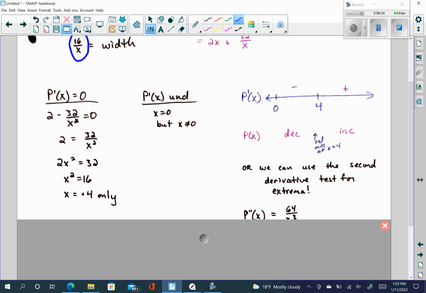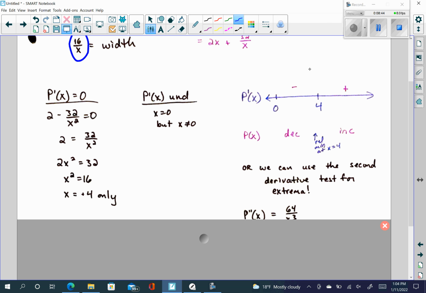So when I set the derivative of the perimeter function equal to 0, we get x squared is equal to 16 as we solve it, but again, we only want a positive value. It's undefined when x would equal 0, but x can't equal 0 because we need to have a width to have a rectangle. So my only critical number, I can't go below 0, I'm going to have 4 as my critical number.